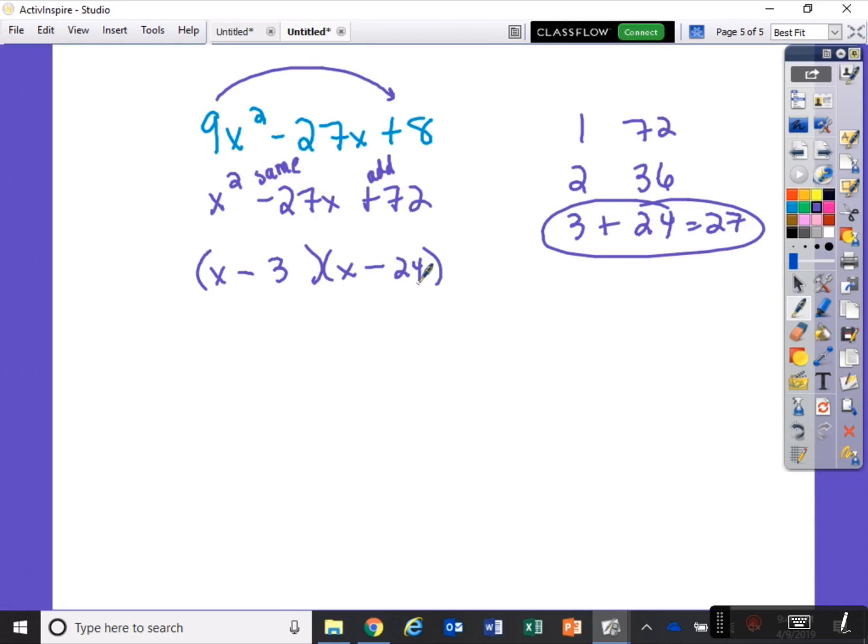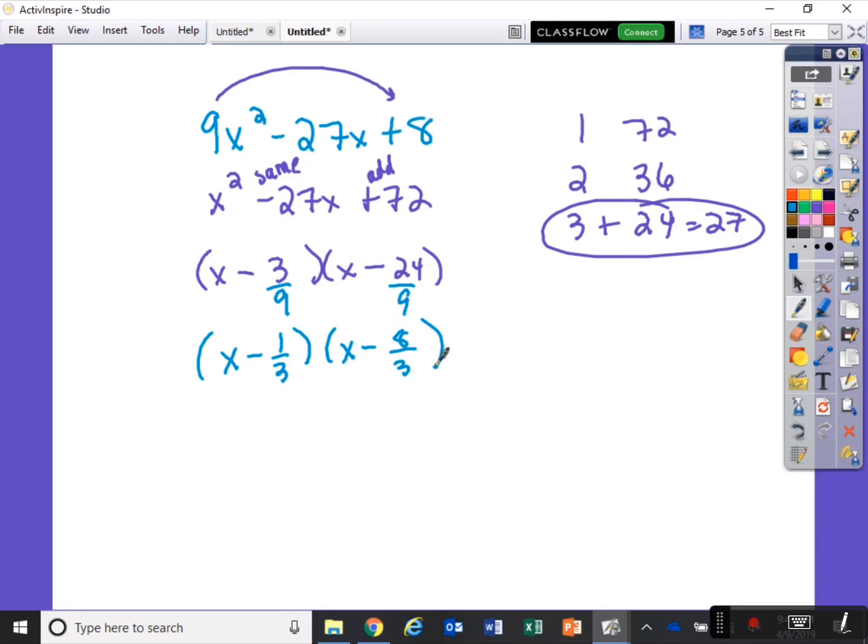Am I done? No. We have to divide by the 9 we multiplied by in the beginning. Now, will 3 over 9 divide? It will reduce, okay? So x minus, and 3 over 9 reduces to 1 over 3. I'm not done yet. And now over here, 24 over 9, will it reduce? Yes. So x minus, what goes into both 24 and 9? 3 goes in, so 24 divided by 3 is 8, 9 divided by 3 is 3.